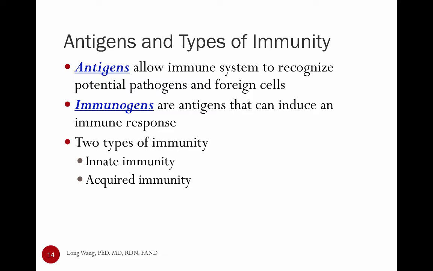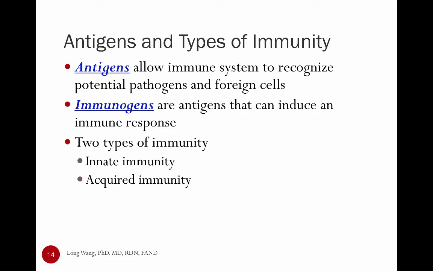Related to the antigen, we have another term called immunogens. Immunogens are antigens that can induce an immune response. So let's think about the definition. Immunogens are antigens that can induce an immune response. So an antigen is the marker for potential pathogens and foreign cells, but some antigens can lead to an immune response, which is what we want, right? We want the immune system to respond to the pathogen or the foreign cells or the infected cells.